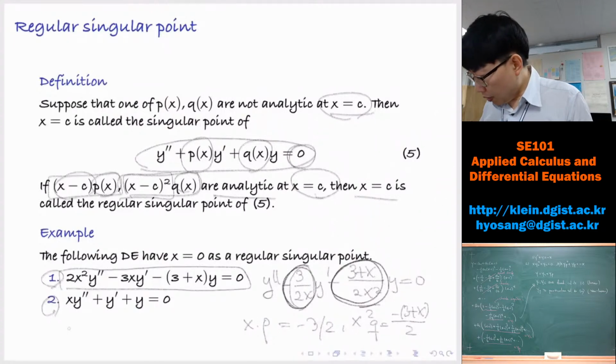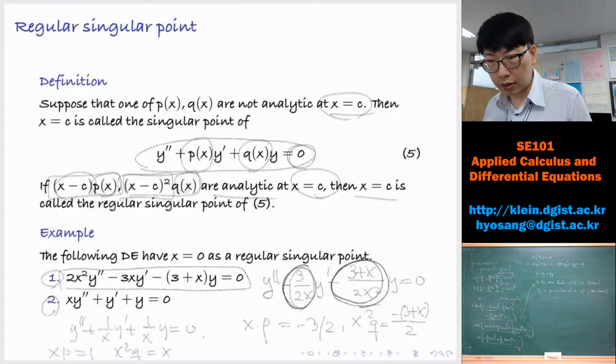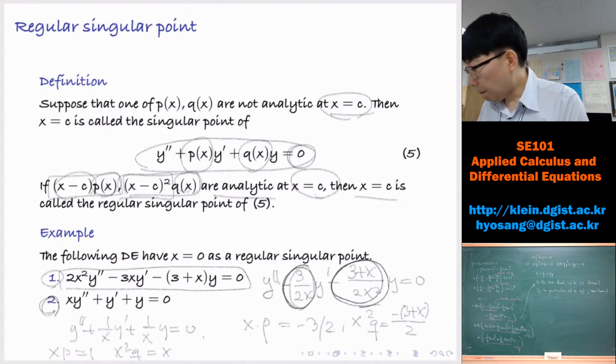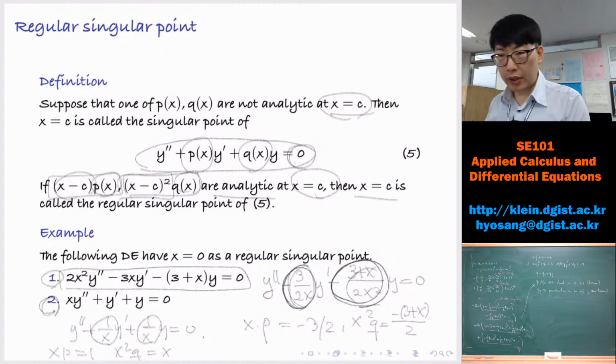How about the second? We have y double prime plus 1 over x y prime plus 1 over x y equals 0. If I take xp, this is 1, and x squared q is x, and 1 and x are both analytic at 0, so 0 is also a regular singular point of the second equation. And it's obvious that it's a singular point, not an ordinary point, because p and q here and here all have a non-analytic point at 0. They are not even defined at 0, they diverge near 0.